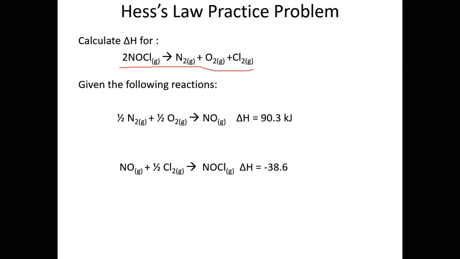So here notice NOCl is a reactant, but in the equation given to us, NOCl is a product. So one of the first things we're going to have to do is flip the second equation to make NOCl a reactant. Secondly, notice that N2 and O2 are products in the equation that we want, but in the equation we have, they're reactants. So in this example, we have to flip both reactions.